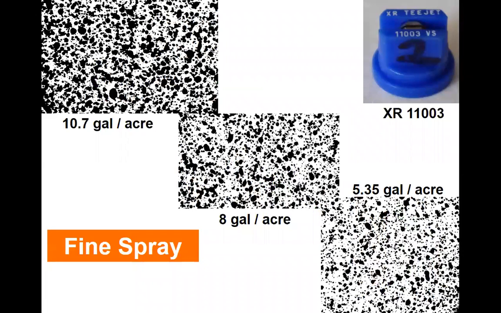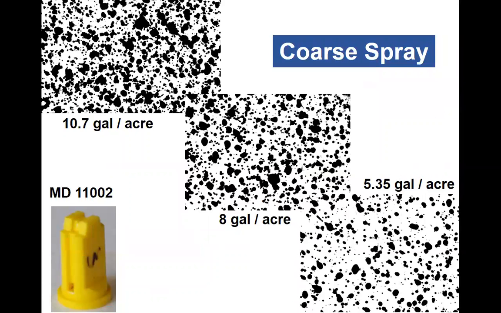All right, take a look at some pictures right here. For the XR tip that produces fine droplets, at 5.35 gallons per acre, 8 gallons per acre, and 10.7 gallons per acre, you can tell the difference even by a visual inspection. It doesn't really take software to figure out that conclusion. For a coarse spray droplet size tip like this MD 11002, we see the same trend.